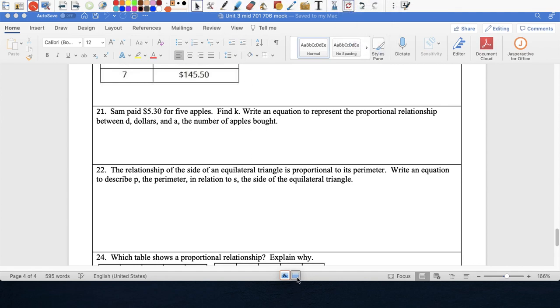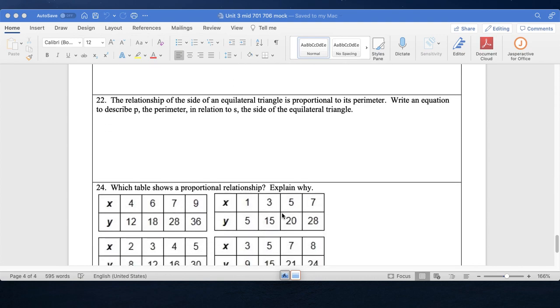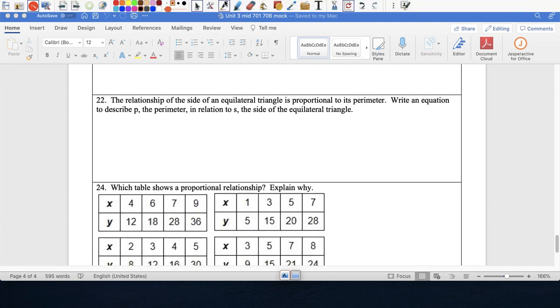27. Ooh, this one. Okay, an equilateral triangle means all the sides are the same, right? I'll put a little symbol. These are all equilateral, all the same measurement. It's proportional to its perimeter. Write an equation to describe P, the perimeter, in relationship to S, the side of the equilateral triangle. Okay, so we have no numbers to begin with, but we can create some.